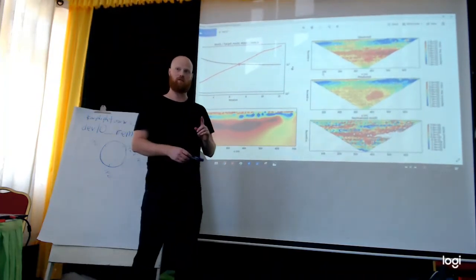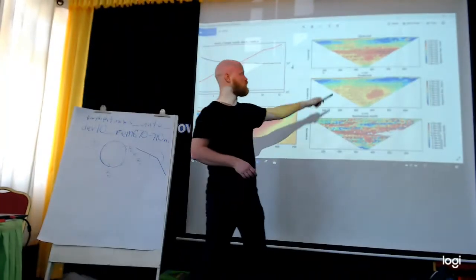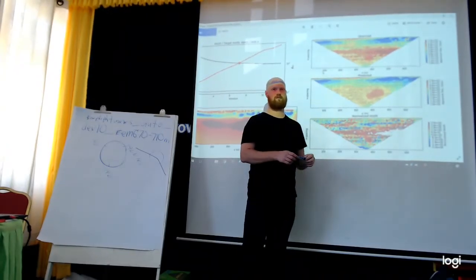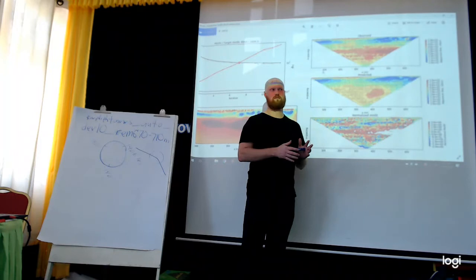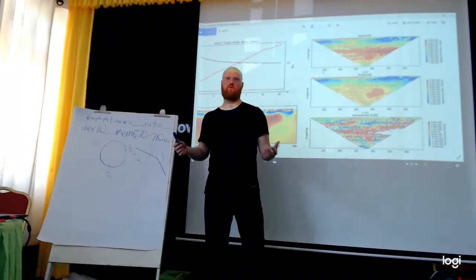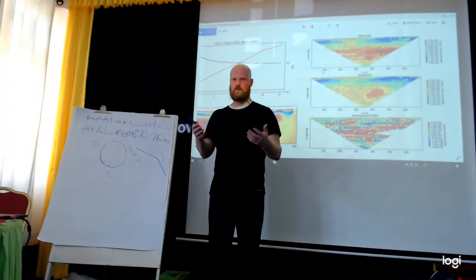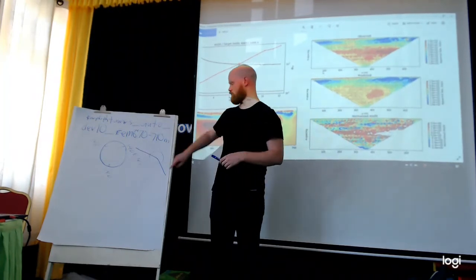But for an inversion result to be good, you must explain the data. The inversion has to come out looking this way, and the data has to come out as well. So now we're going to try to do interesting things to find a better solution because of this challenge.